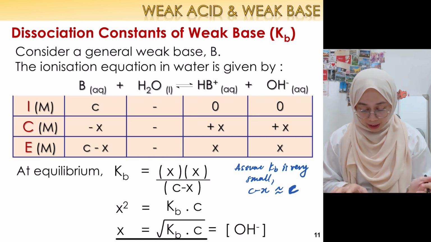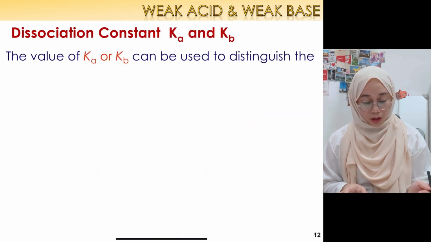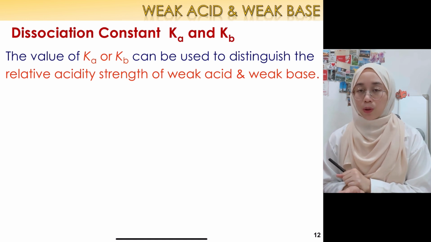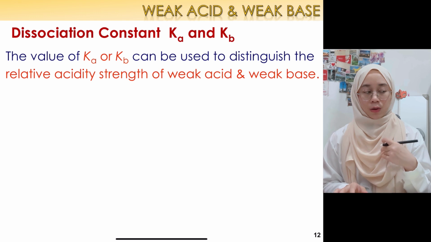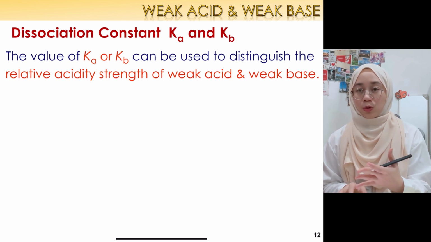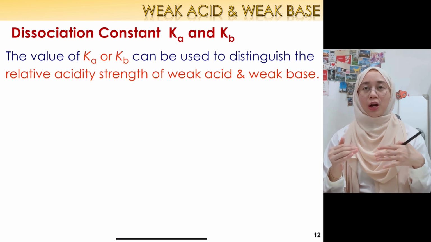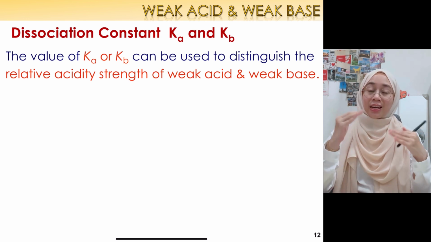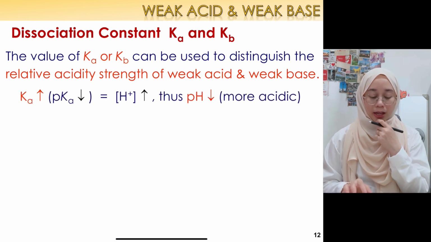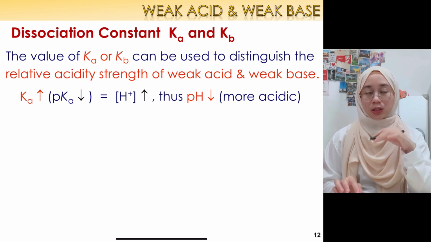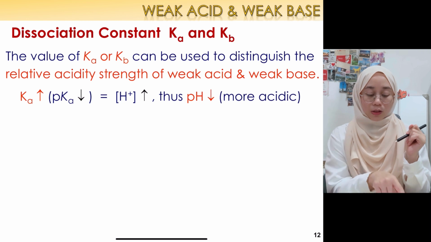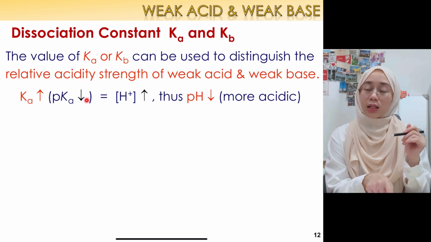Okay, and then the next part, class. The value of Ka or Kb can be used to distinguish the relative acidity strength of weak acids and weak bases. From the value, we can tell how strong the acid or base is. Even though they are called weak acid and weak base, there is still a difference in terms of their acidity and basicity. Basically, if the Ka value increases, the concentration of H plus also increases, thus the pH becomes lower. So Ka and pKa are inversely proportional.